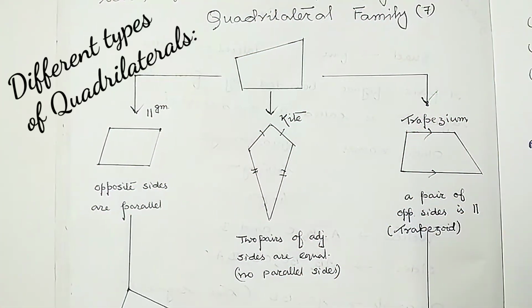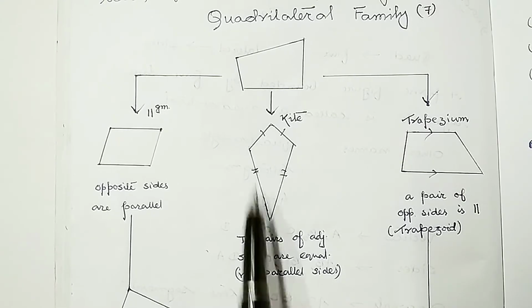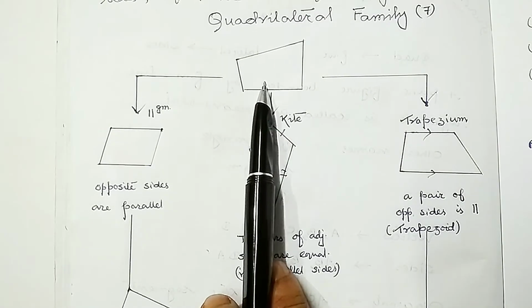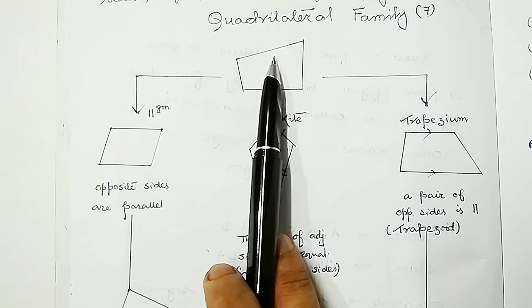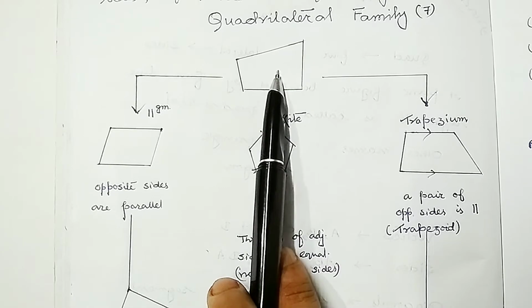Quadrilaterals are given specific names depending on whether there are parallel sides, equal sides or equal angles. Now, there are seven members in the quadrilateral family. Whenever we say any quadrilateral, it might have parallel sides or equal sides, and depending on that, we can give them different names.